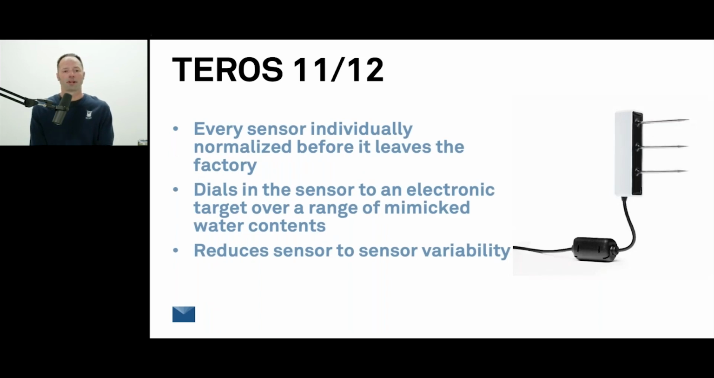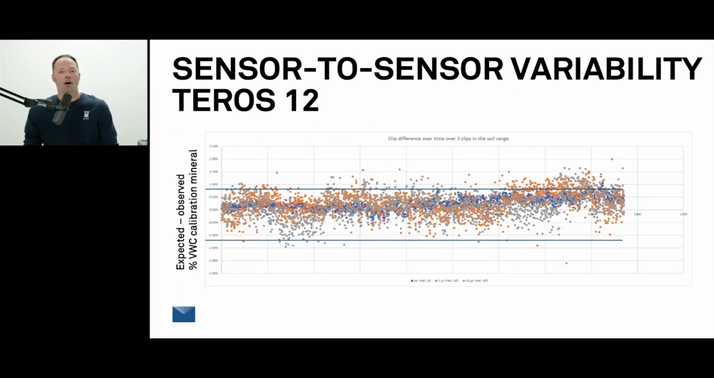But in contrast with the TEROS 12 and the TEROS 11, both of these sensors are individually normalized before it leaves the factory. So we're tuning these sensors so that they all read in a similar range across a range of mimicked water contents. And this is kind of the special sauce of the TEROS 11 and 12 line, is that every sensor that goes out the door has been through this process for these two sensor models. And in addition to improving the accuracy of the sensor, it reduces the sensor-to-sensor variability. And this is a really key feature because in almost every soil moisture study, you're going to be comparing different individual sensors. Frequently, you get a time series, and what you'll want to look at is the differences in trends and water content between the two sensors.